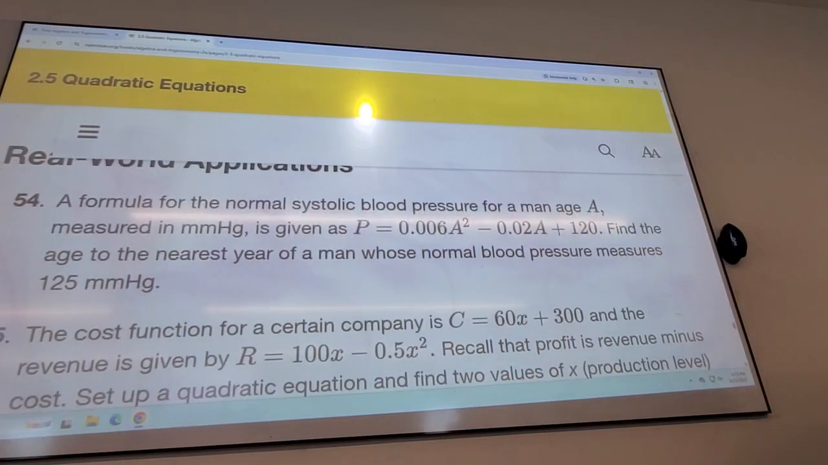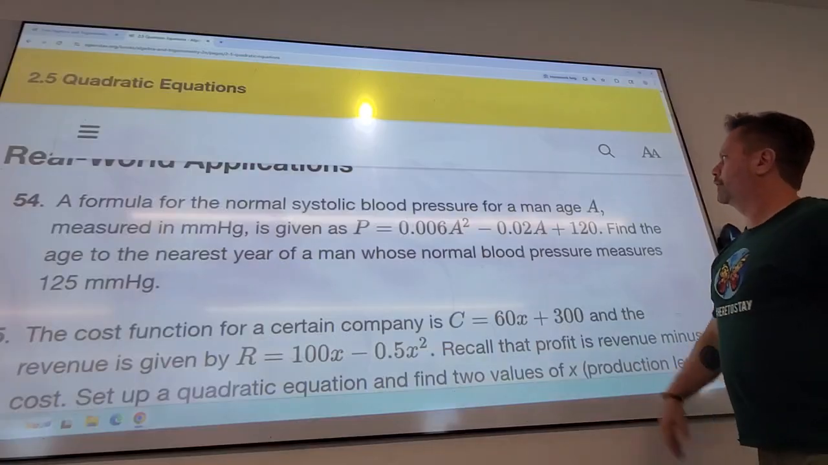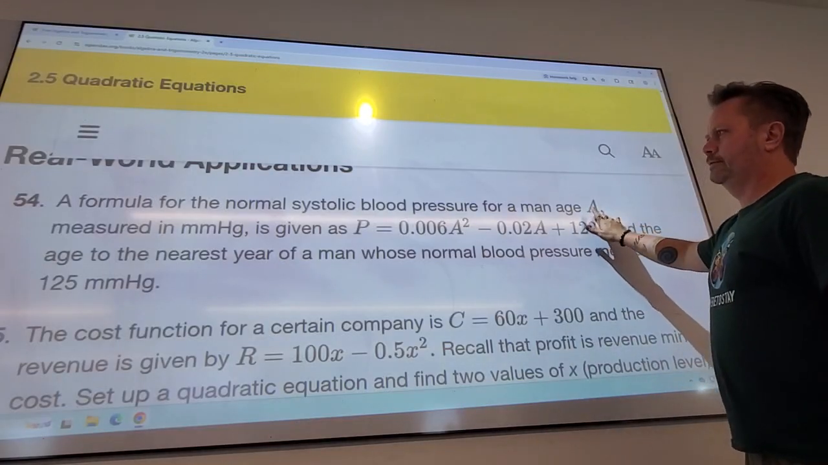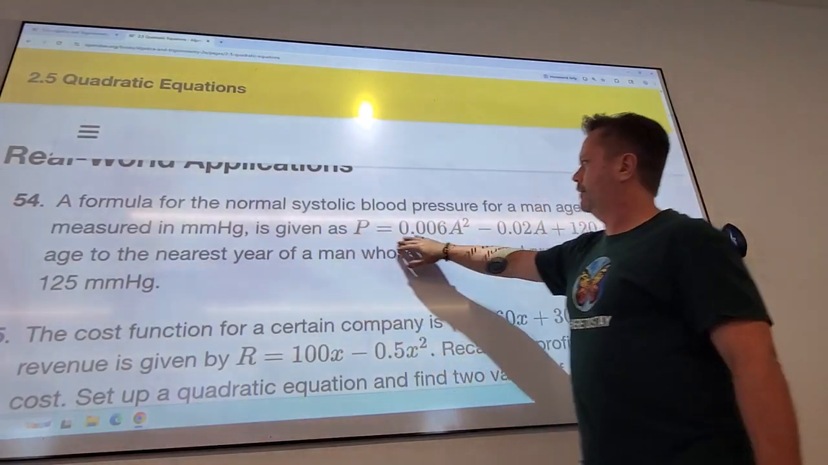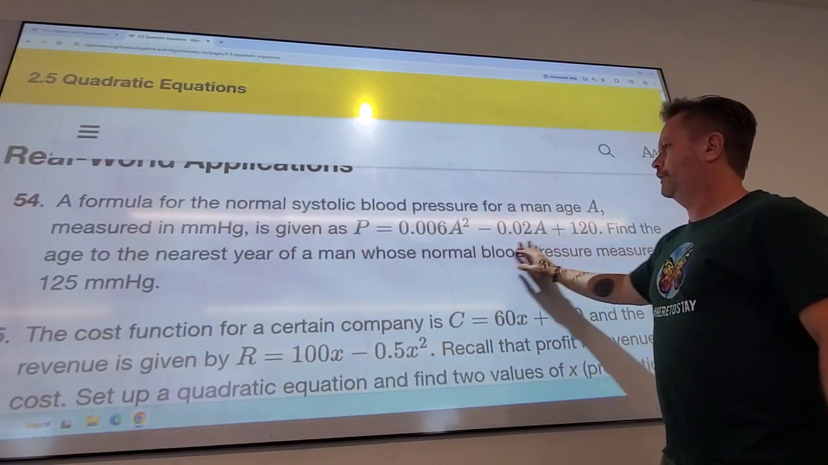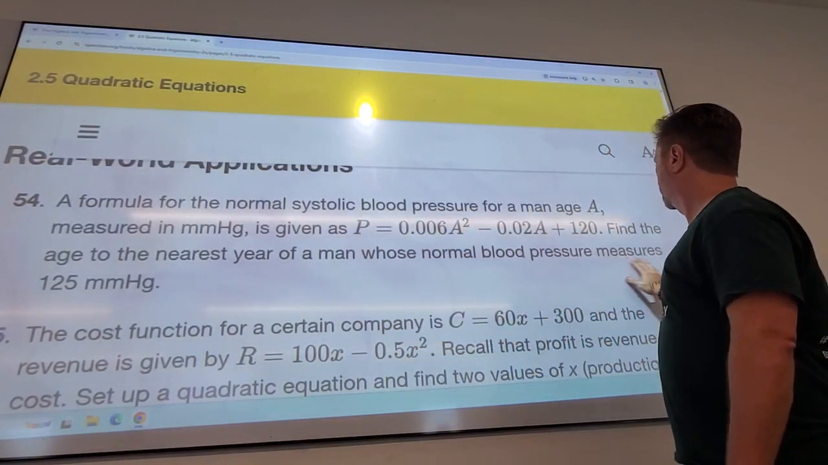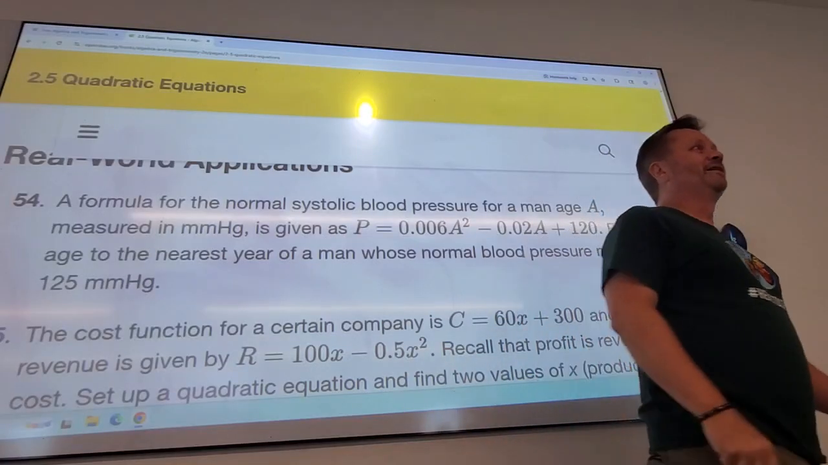Number 54. Normal systolic blood pressure for a man age A is given as P equals a formula. Find the age to the nearest year of a man whose normal blood pressure is 125.